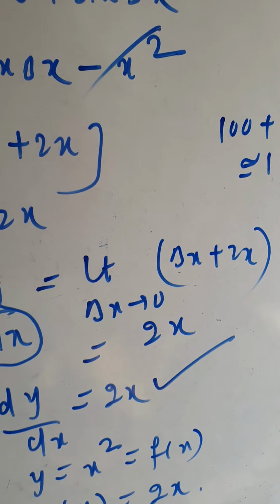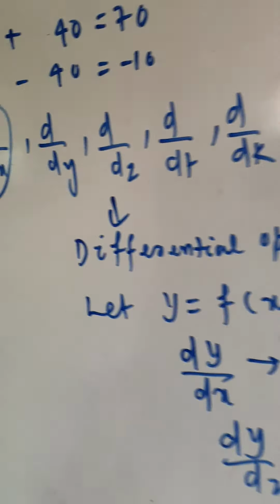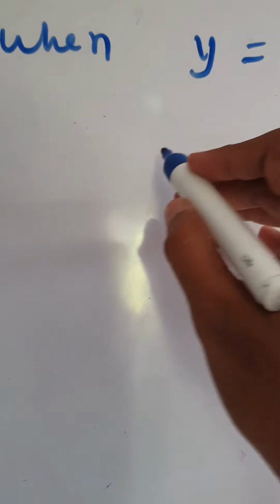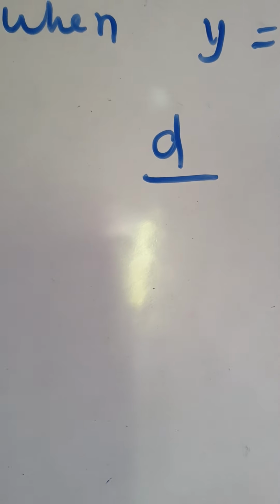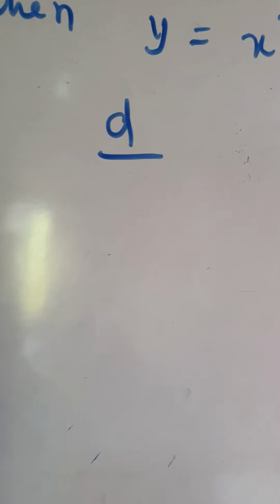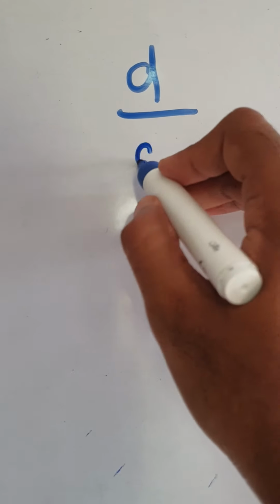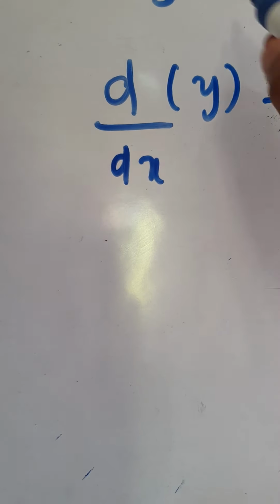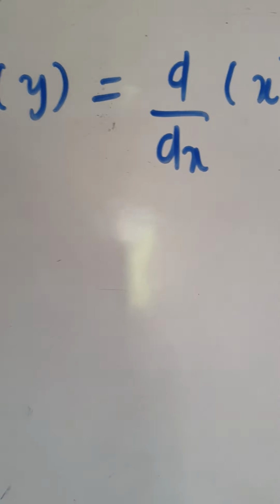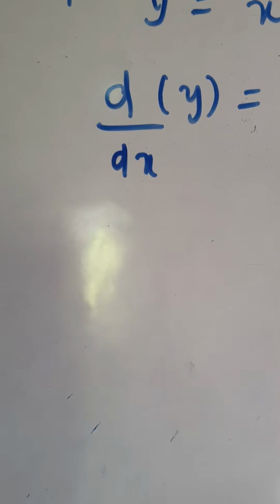So I want to give you now some formulas for how the differential operator operates on a function. One formula is when y is equal to x to the power n, where n is a number, a natural number. You can say integer, plus value, minus value, all are allowed. 0 is also allowed. Then d by dx of y, that means d by dx of x to the power n, will give you nx to the power n minus 1. This is one formula.